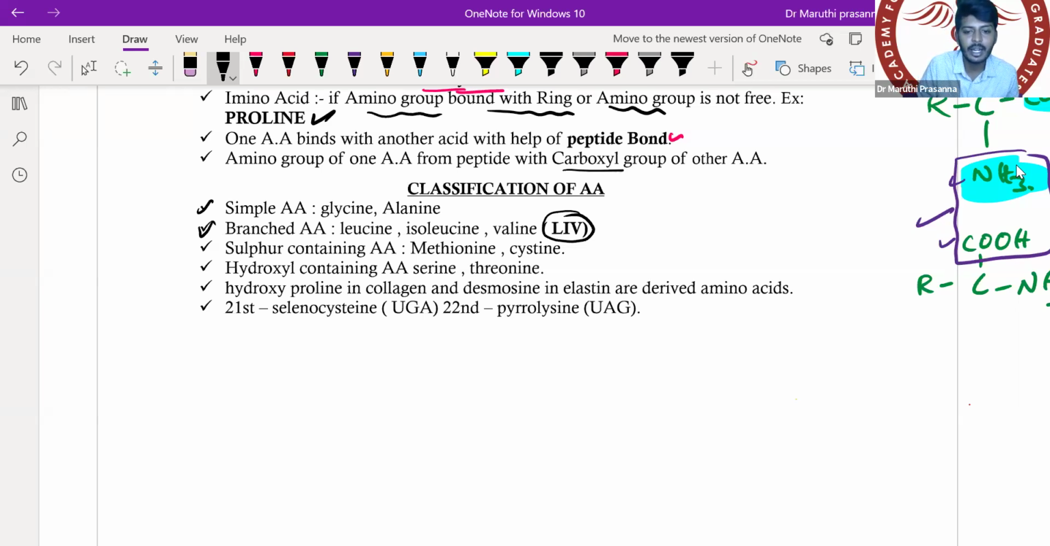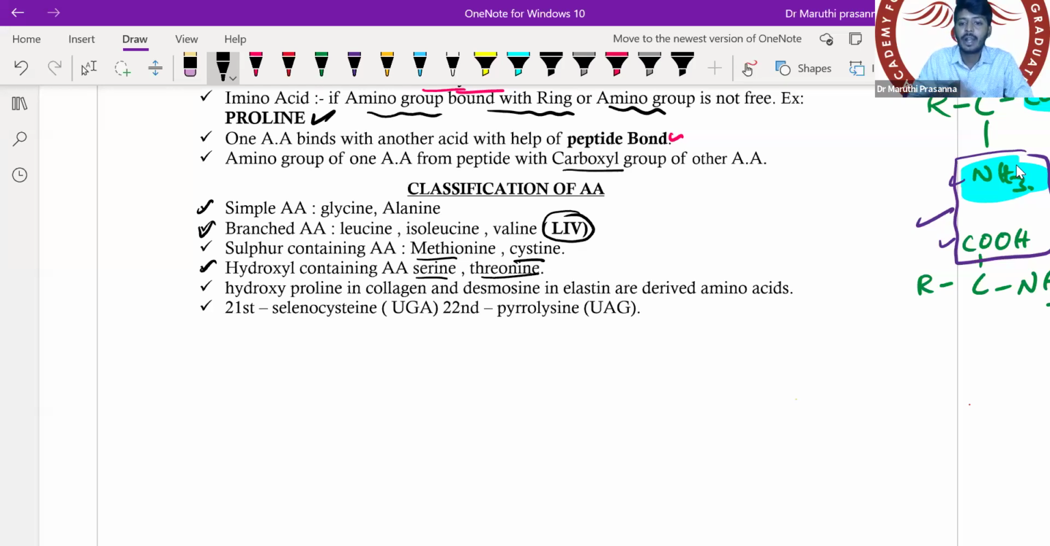Then we have the sulfur containing amino acids, methionine and cysteine. Then we have the hydroxyl containing amino acids, serine and threonine, and hydroxyproline. So these are the types.